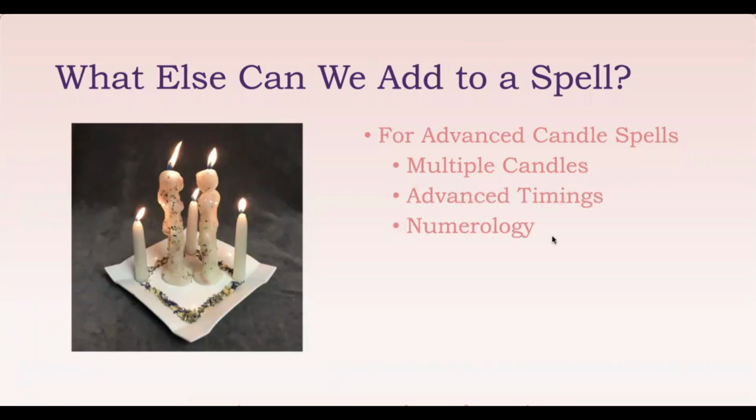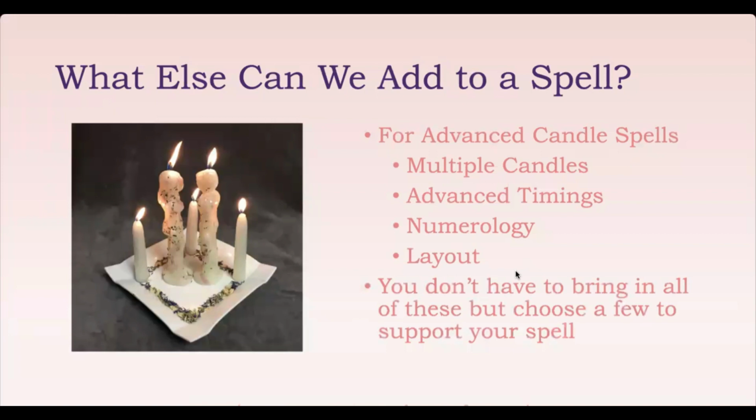Numerology is going to be huge in this advanced candle magic course because it shows up in our timings, it's going to show up in our number of candles and so on. So we're going to be talking in depth about numerology. Layout is also something that we can bring to our candle spells. How we position our candles and the herbs and the powders around our candles can create also some extra juice for our candle spell. Now, we don't have to bring all of these to our advanced candle magic spell, but we can look at all of them and you can choose a few to support your spell work.